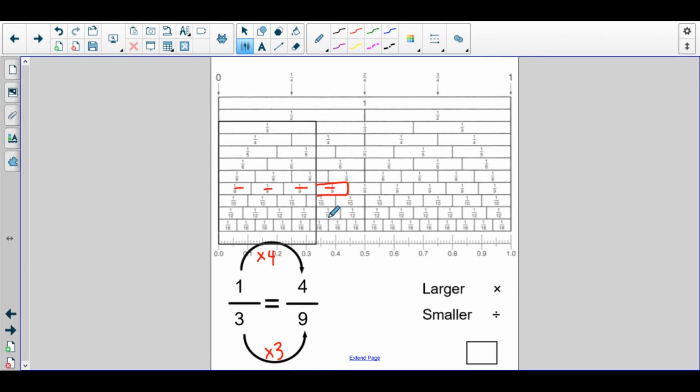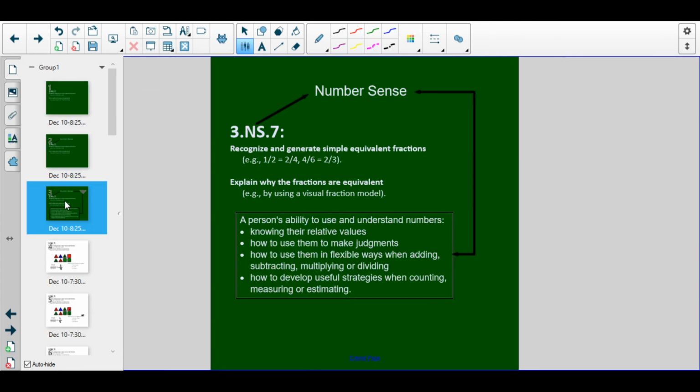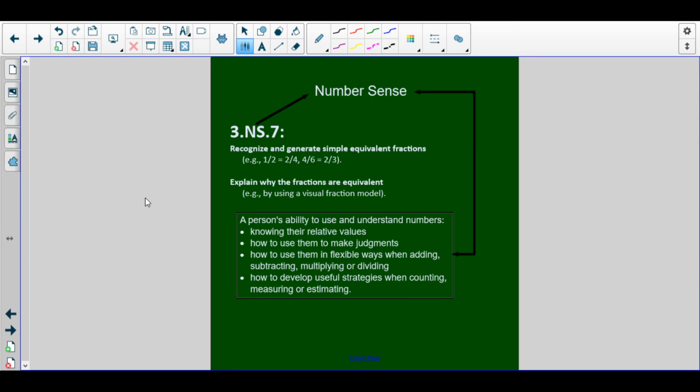So please make sure that if you are going larger or smaller, that you are using the same number. Okay? And that should help us to make sense of this. Number sense, recognizing, generating simple equivalent fractions. Why are they equivalent? And then just using various strategies, especially multiplication and division.